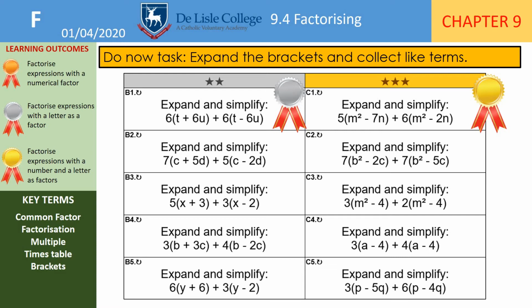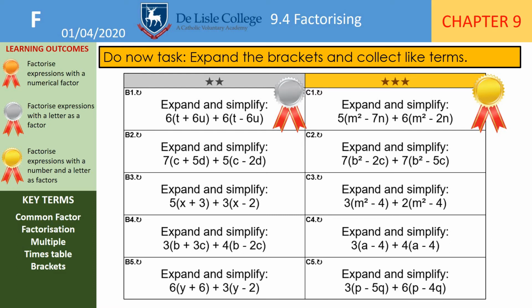Okay, the answers are: for B1, 12t. B2, 12c plus 25d. B3, 8x plus 9. B4, 7b plus c, or 7b plus 1c. B5, 9y plus 30. Now for the gold ones, C1, 11m squared minus 47n.